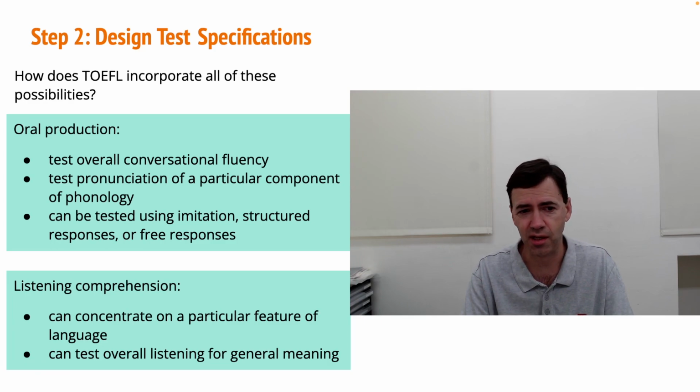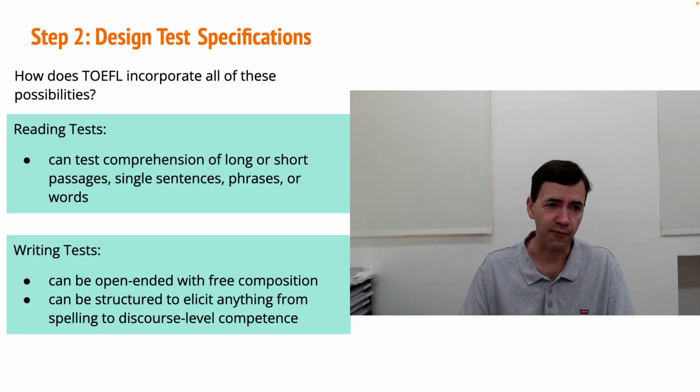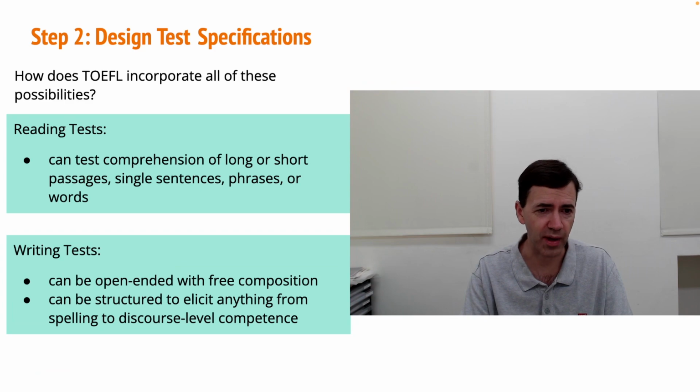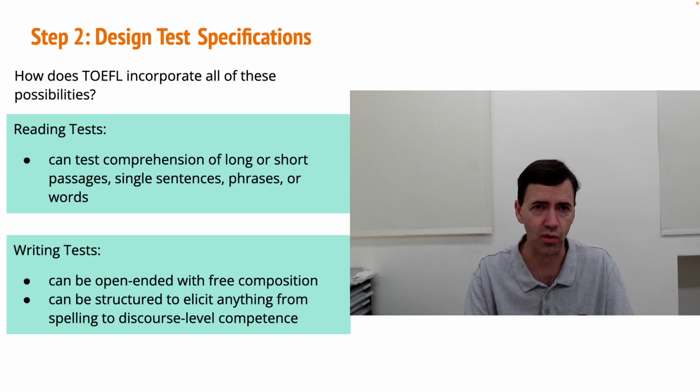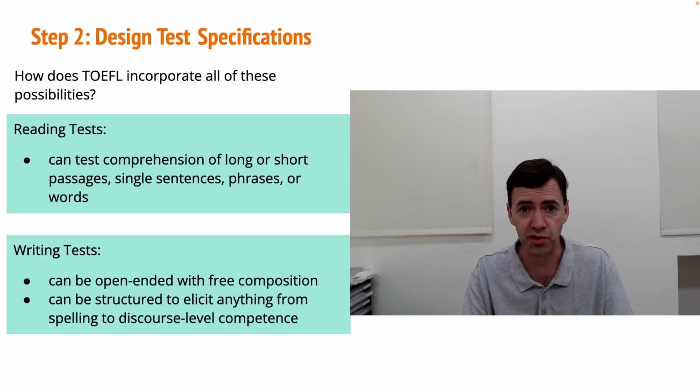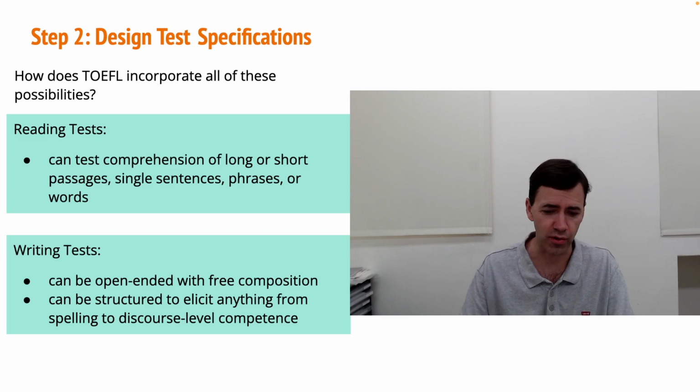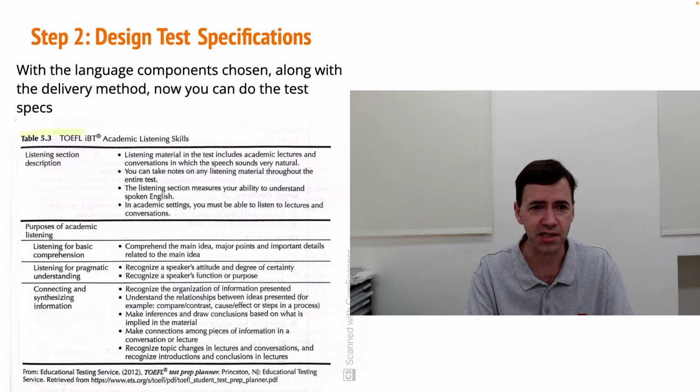Okay, then for listening comprehension, you can concentrate on a particular feature of language. You can test overall listening for general meaning. For reading, you can test comprehension of a long or short passage, single sentences, phrases, words. For writing tests, it could be open-ended with free composition, or it can be structured to elicit anything from spelling to discourse level competence. And so all of these things could be chosen, and then of course they need to be ordered, right? So in terms of test specifications, once you choose your language components and the delivery method, then you make your test spec.